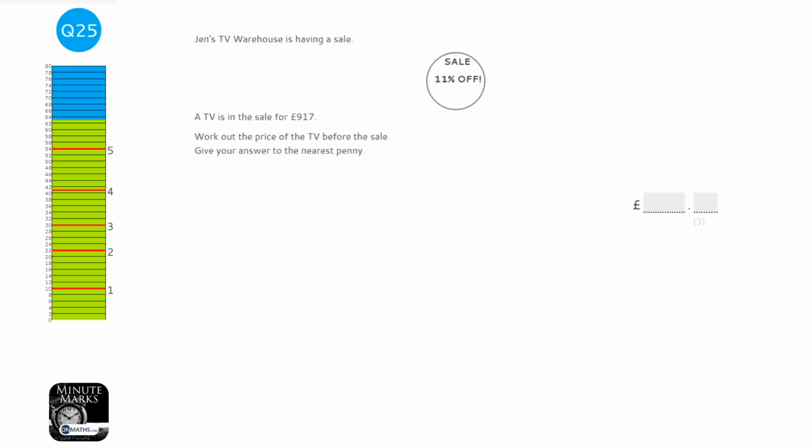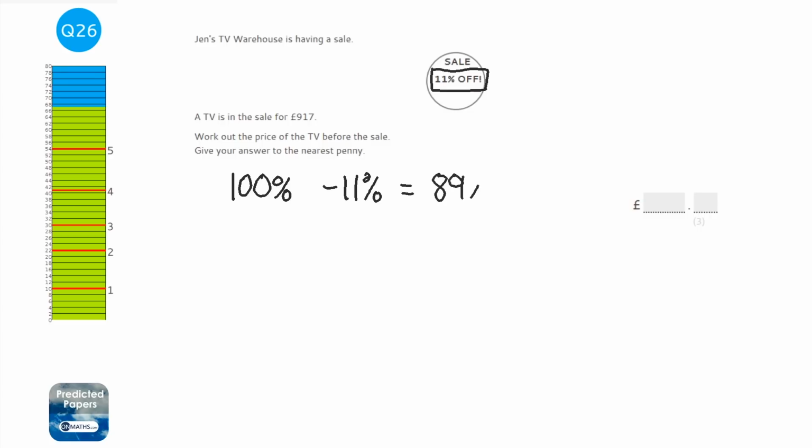The easiest way to answer this question on the calculator paper is to think in terms of multipliers. Now, multipliers are a nice easy decimal you times something by to do whatever the question's asking you to do. So either increasing it by a percentage or decreasing it by a percentage. So if we ignore the second part of the question, just focus on this bit, 11% off. We always start off with 100%, always, and 11% off would have taken away 11% from that. So that's going to leave us with 89%.